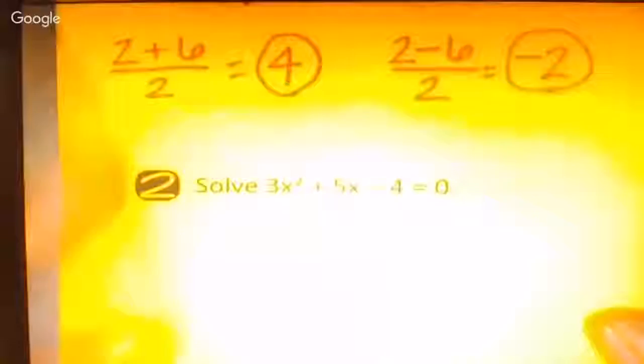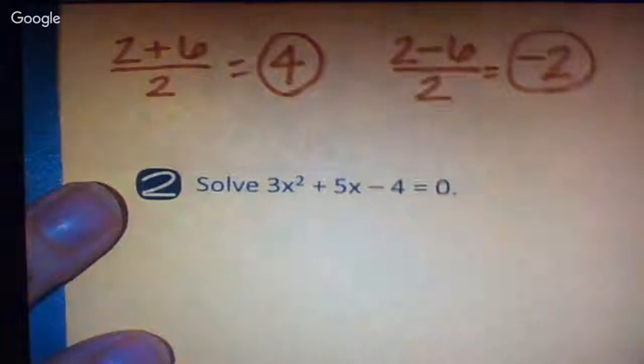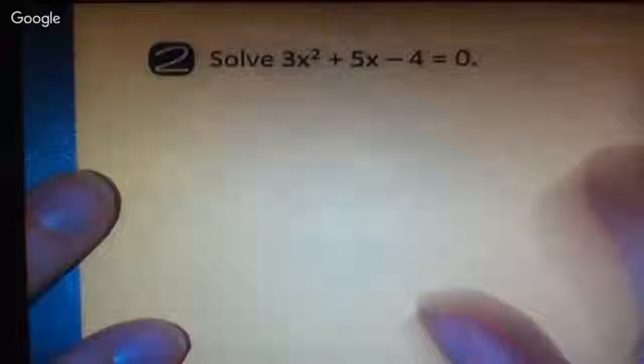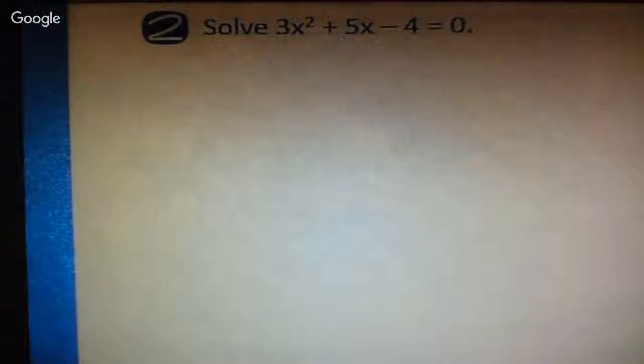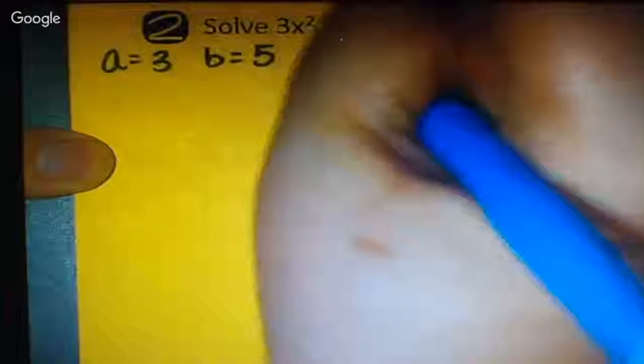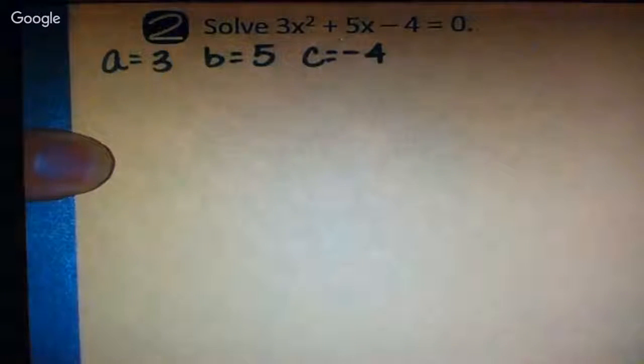Okay, let's do this one. I'm already equal to 0. So now what is my A value? 3. My B value is? 5. My C value is? -4. Right, if it's factorable. Not all equations are factorable.